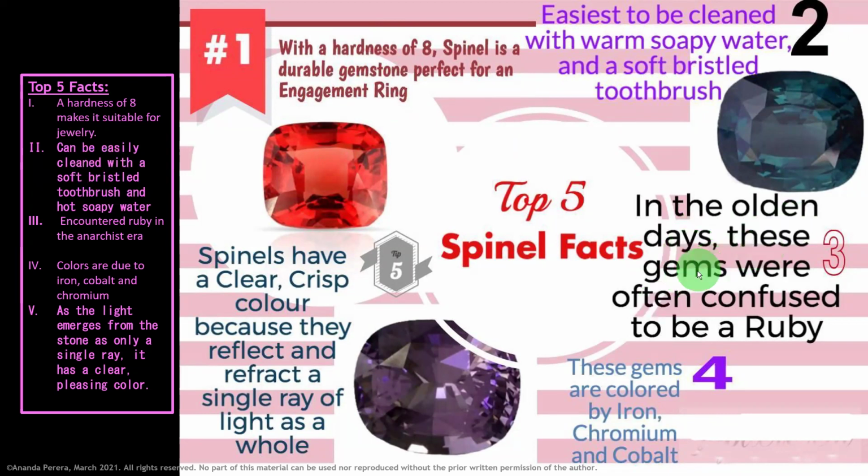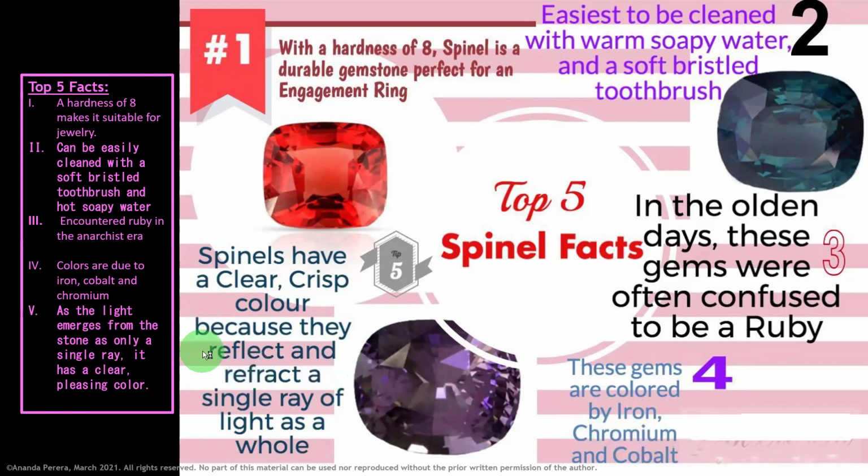Number 3 is this. In the olden days, these gems were often confused to be a ruby. Number 4 is this. What is it? These gems are colored by iron, chromium, and cobalt. Iron, chromium, and cobalt give them color.